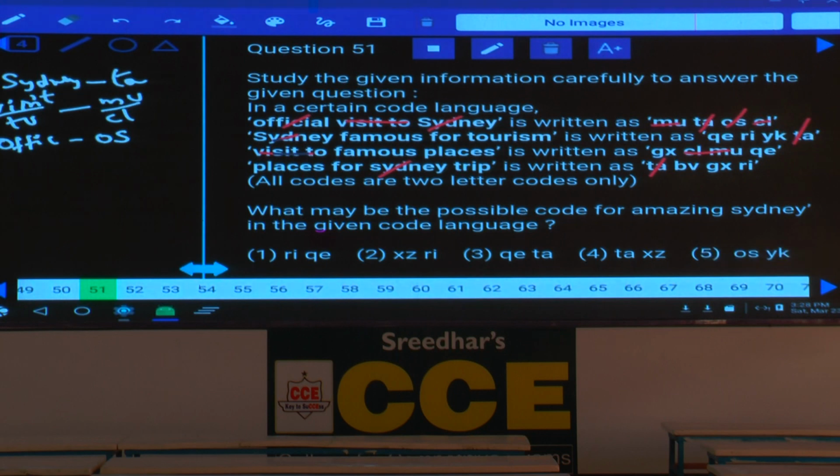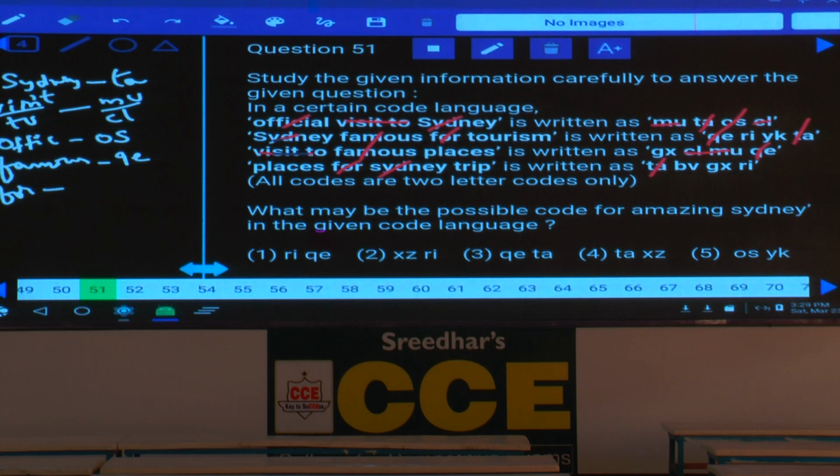Done with this? Then if you compare the second and the third statements, famous for tourism and famous places, what is the word which is common here? Famous is the only word which is common between the second and the third. The code which is common between these two is QE. Hence the code to the word famous is QE. If famous is QE, then compare the second and the fourth. For is the word which is common between these two.